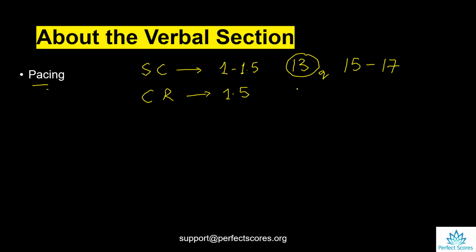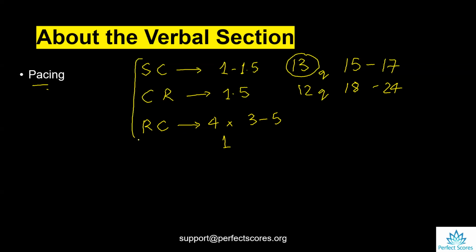Again, you have about 1/3 of the questions from critical reasoning, but probably a little less. So let's say if you have 12 questions of critical reasoning, you should be spending about 18 to 24 minutes in total on critical reasoning questions. And finally, reading comprehension. You'll be getting 4 of those passages, and you'll be spending about 3 to 5 minutes on reading, deconstructing and understanding the entire passage, and approximately 1 minute per question for each of these passages. So this is roughly the amount of time that you should be spending.